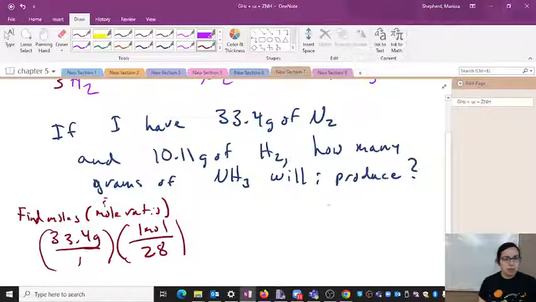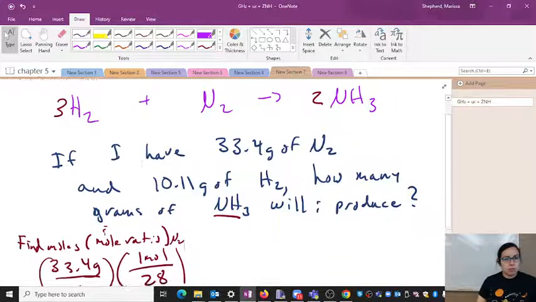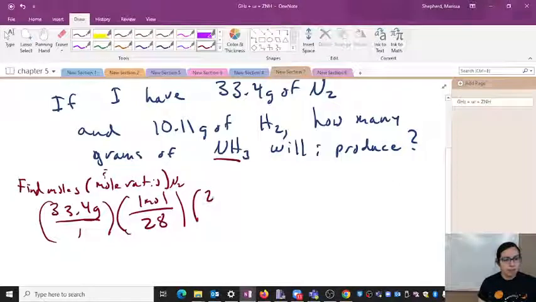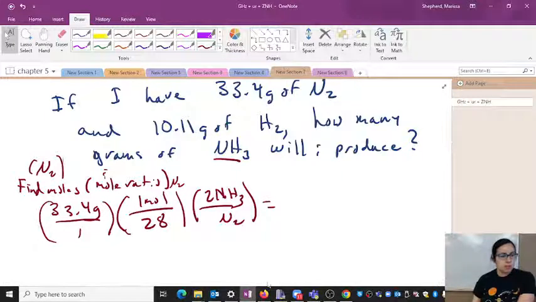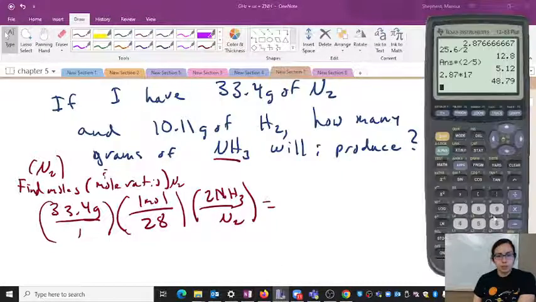And then let's go ahead and plug in our mole-mole ratio, because we want ammonia again. So we get N2 from here. So what ratio would I plug in? So 2NH3 over N2. So that looks good. So now let's see how many moles of ammonia we can get from nitrogen. So starting from nitrogen first. So just plug that in.